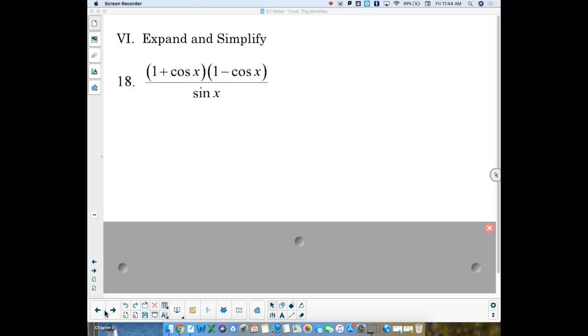We're going to do a couple of warm-up problems here. We'll go through the first one together, and then you'll do the second one, and then we'll get into starting to solve equations.